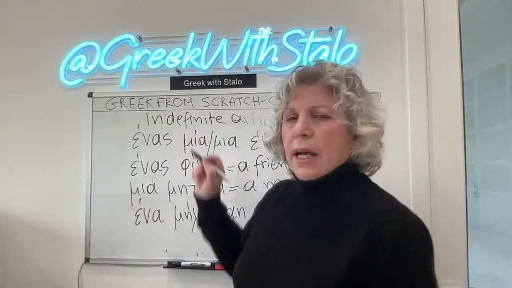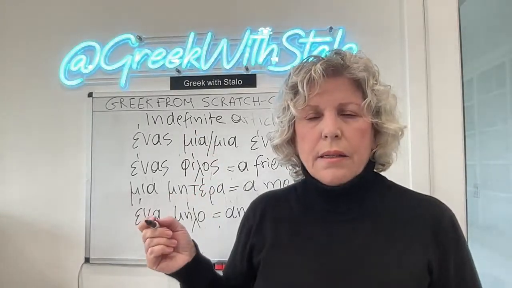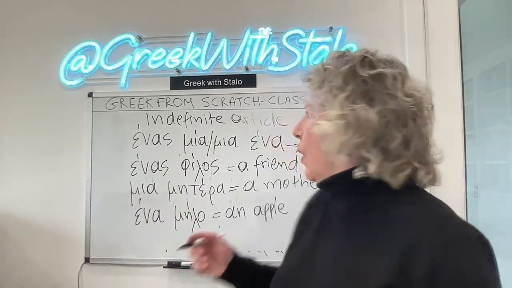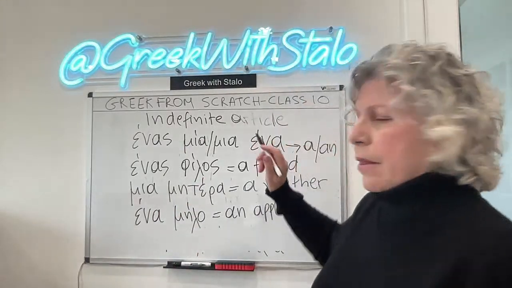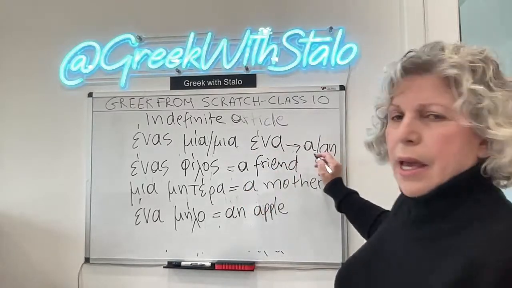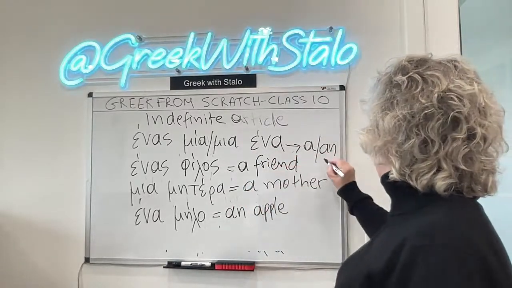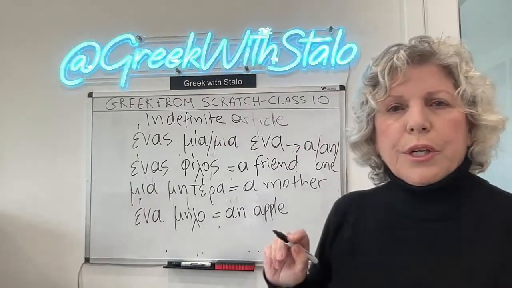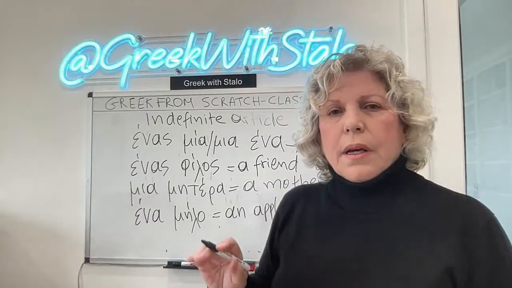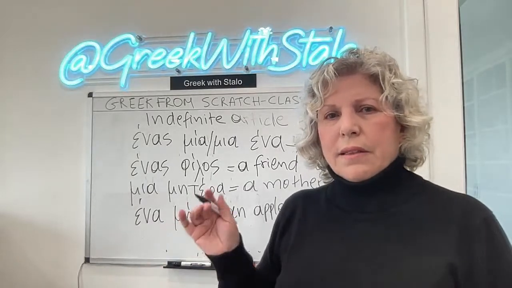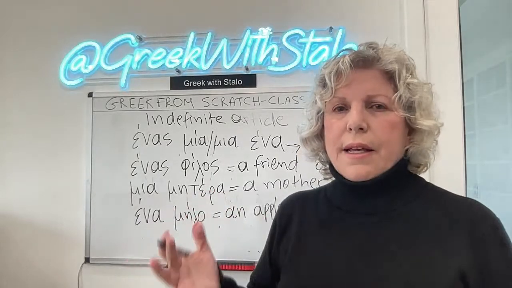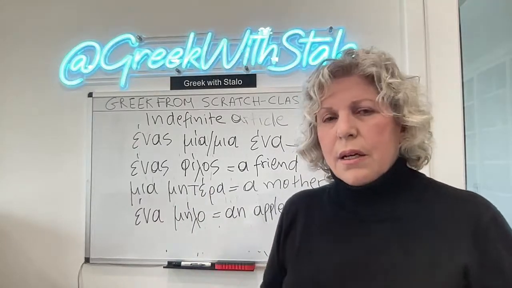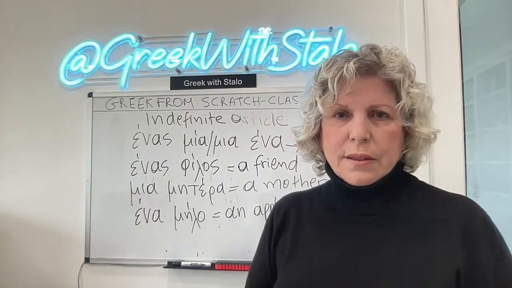Now, ένας, μια, ένα can also be the number one. So it can either be translated as a or an, or as the numeral one. Now, whether you will translate it as one or as a or an will depend on the context.